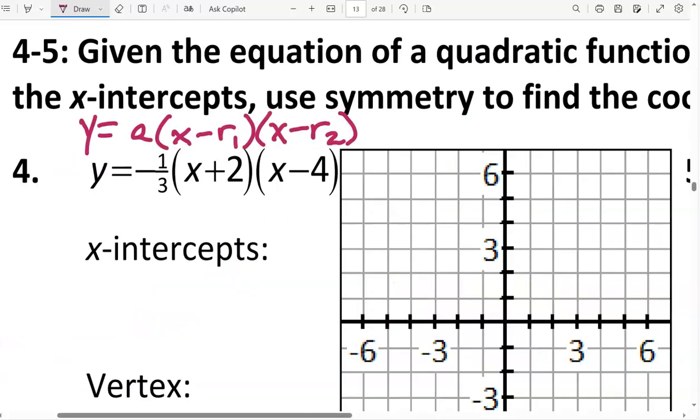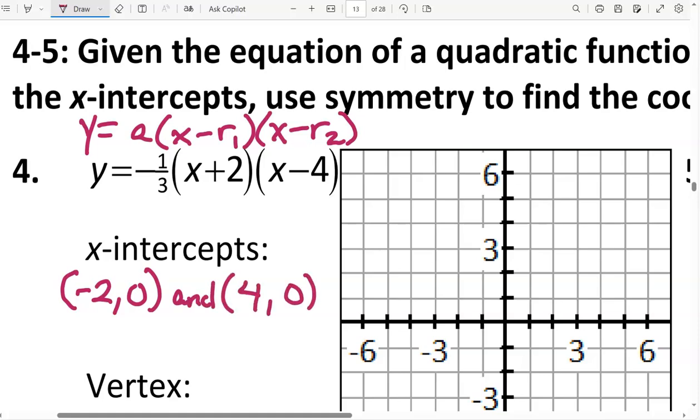In 4 through 5, we have a quadratic function whose equation is given in factored form. That will give us the x-intercepts immediately. -2 is the value that is subtracted from x in the first factor. So -2, 0 is an x-intercept. And we have a second x-intercept, 4, 0. Let's go ahead and plot those 2 points on the graph.